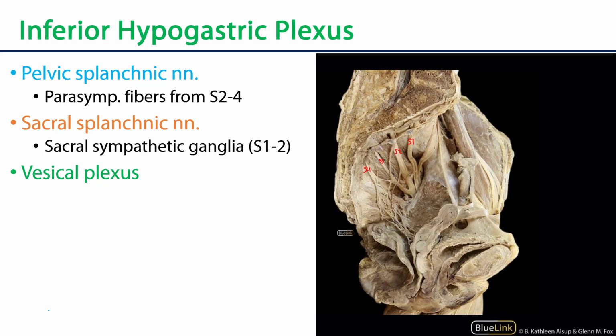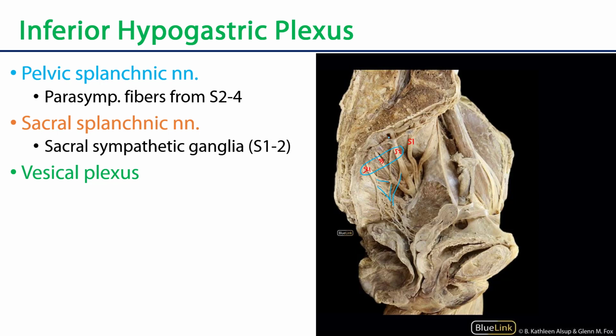Coming off of these ventral primary rami, I see a branch here, and a branch there, and a branch there, and a branch there. So these are coming from S2, S3, and S4, and these are the pelvic splanchnic nerves. So these are parasympathetic fibers from ventral primary rami of sacral nerves S2, 3, and 4.